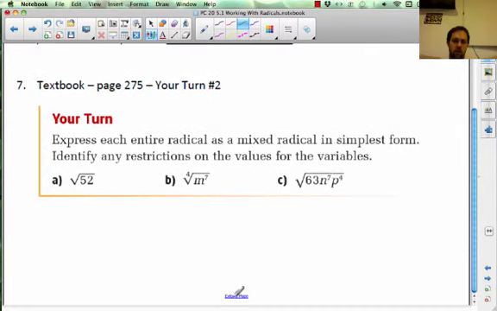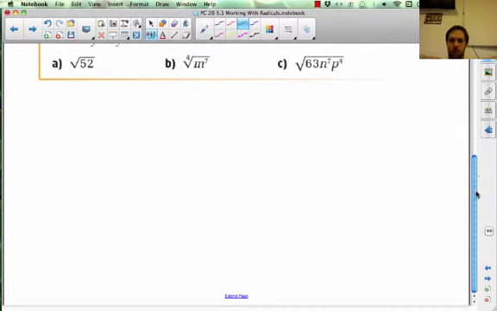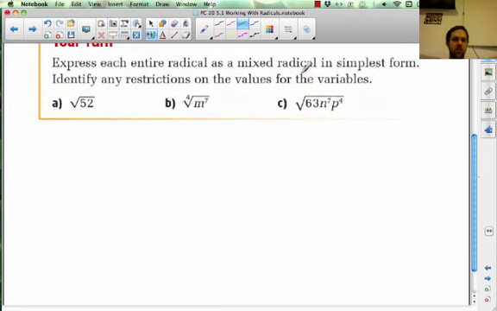We'll move on to the your turn here. We're going the opposite way now. Express each entire radical as a mixed radical in simplest form. Identify any restrictions on the values for the variables. No variables in this one.